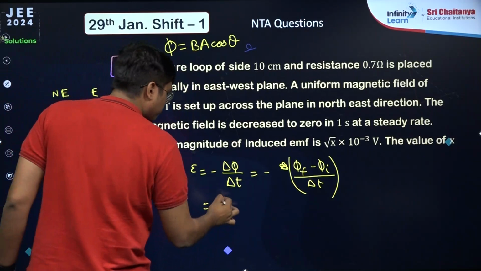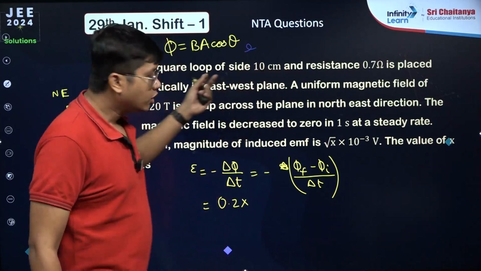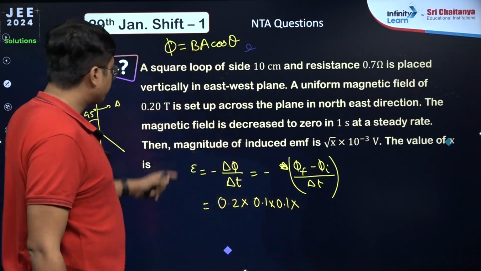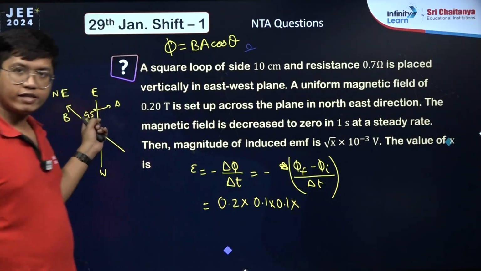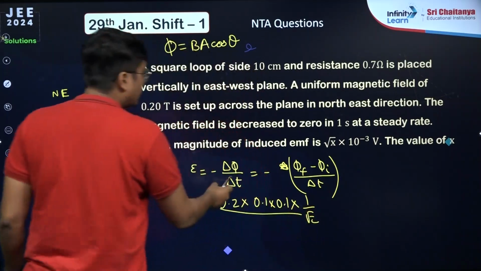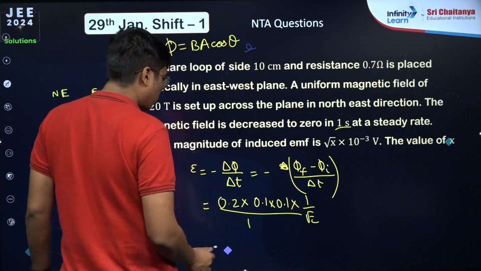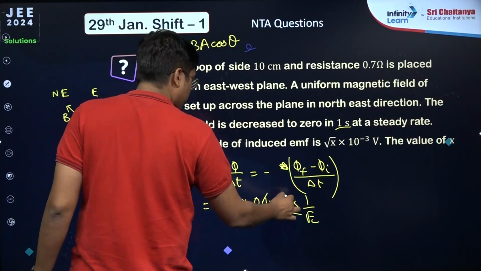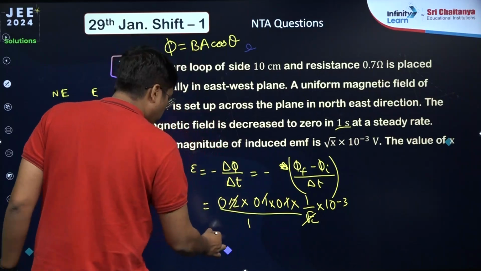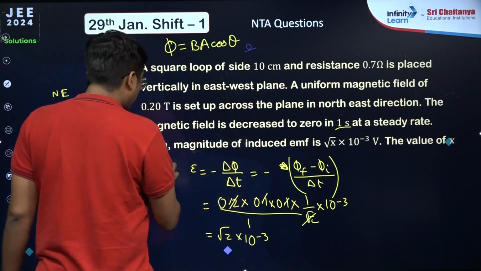B is 0.2 Tesla. Area is 10 centimeter square, so it is 0.1 square. So 0.1 into 0.1 multiplied with cos of theta. The angle is 45 degree. So cos of 45 is 1 by root 2, divided by the time taken for that to happen, which is given as 1 second. So it is 1 over here. So take these out and put it as 10 to the power minus 3. Root 2 and 2 cancel out, you will get a root 2 out. So root 2 into 10 to the power minus 3. So x is equal to 2.